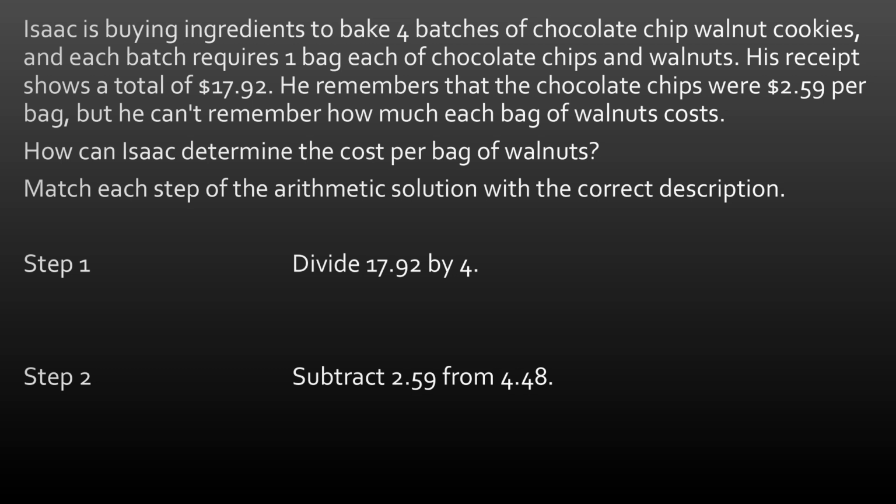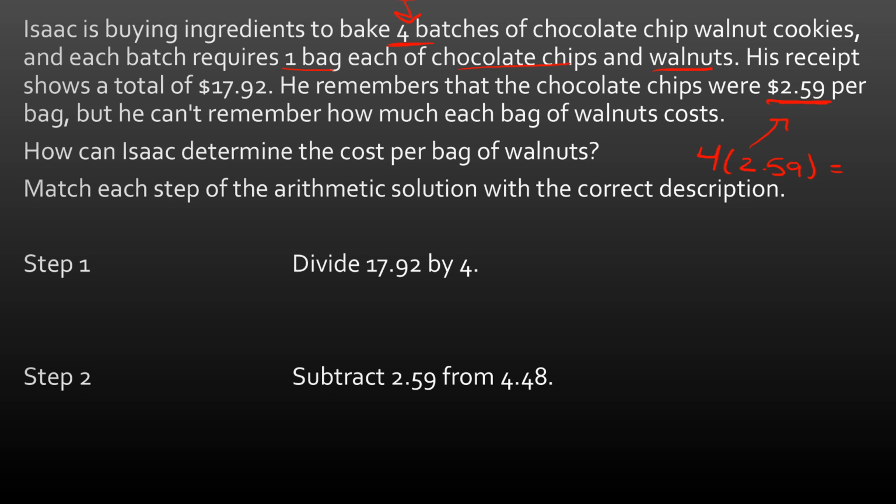Okay, so Isaac is baking 4 batches of cookies here. He's making 4 total batches of cookies. Each one requires 1 bag of chocolate chips and walnuts. So he knows that chocolate chips were $2.59 per bag, and he is baking 4 total batches, which means he needs 4 of these. So if I take 4 and multiply it by 259, I should get something. Let me grab a calculator real quick.